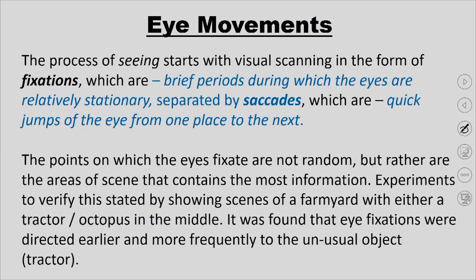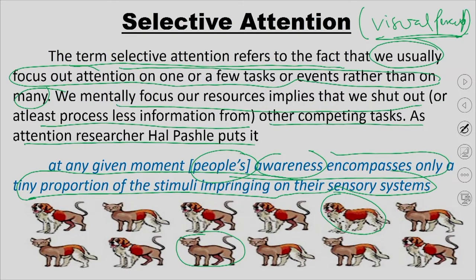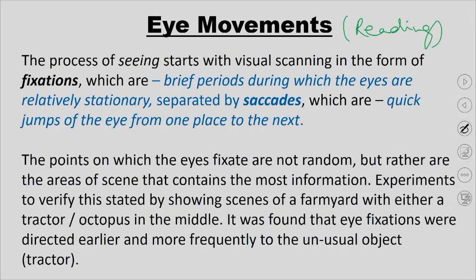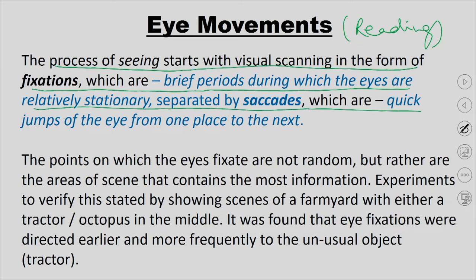So, how do we actually study visual perception in terms of reading? That was for object perception. In terms of cats and dogs, what we did was object perception. But when we are reading, how does the attention process really work, or how does the eye work for that matter? The process of seeing starts with visual scanning in the form of fixations, which are brief periods during which the eyes are relatively stationary, separated by saccades, which are quick jumps of the eye from one place to another.